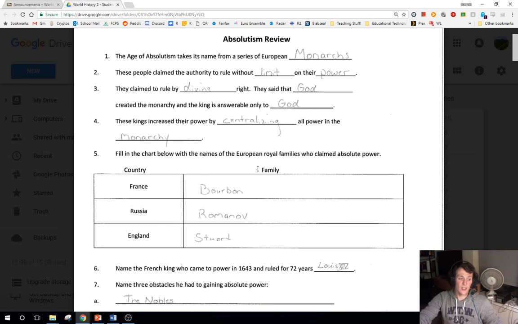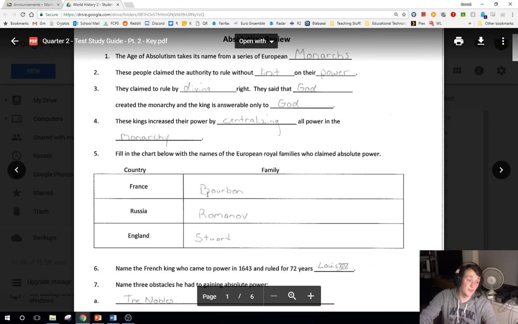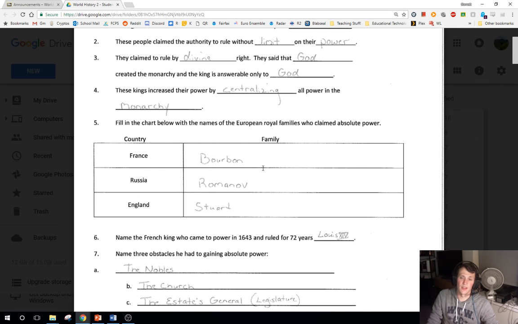In France, we have the family known as the Bourbon family. I don't speak French, so I'm probably butchering that a little bit. You have the Romanov family in Russia. You have the Stuarts in England, the big three that we talk about. So the French king that's going to come to power and really kick off the major absolutism in France anyway, is a man named King Louis the 14th. Sorry, should be XIV right there.